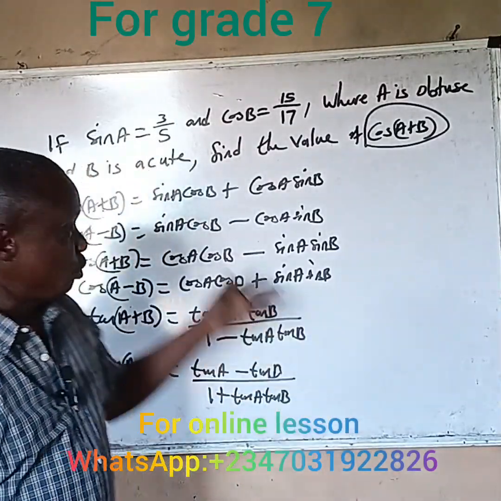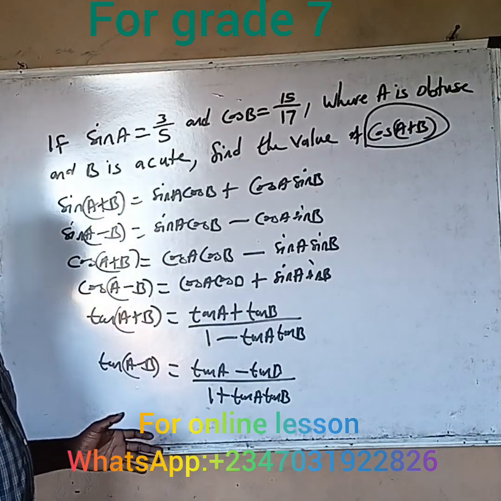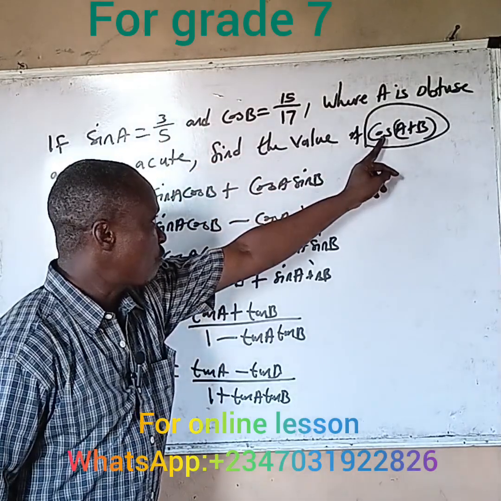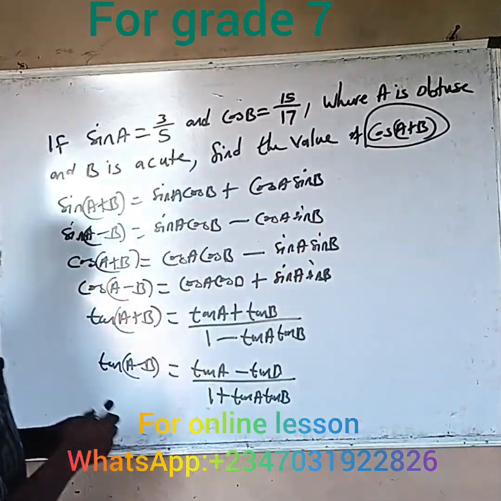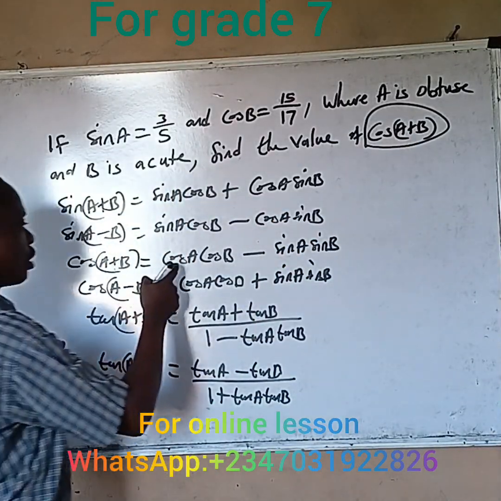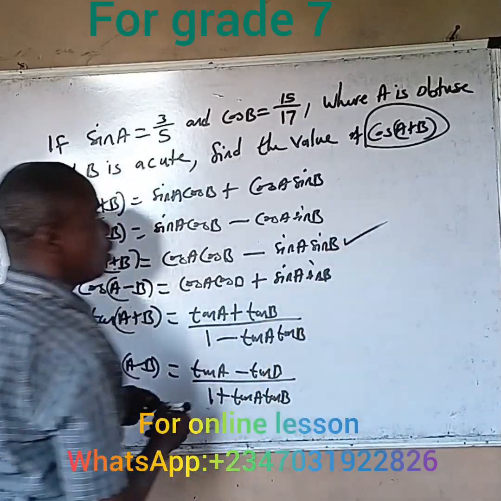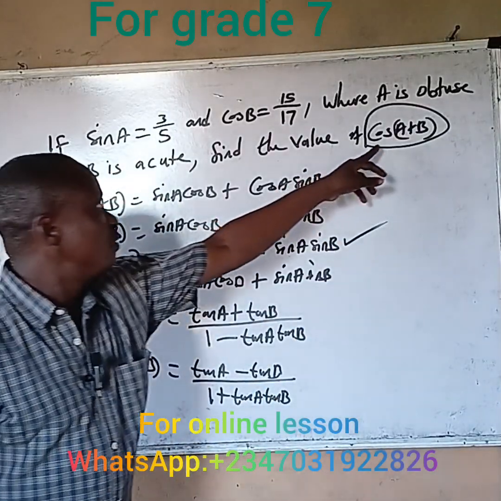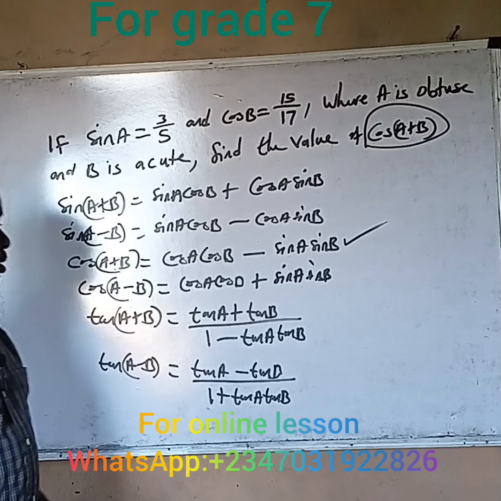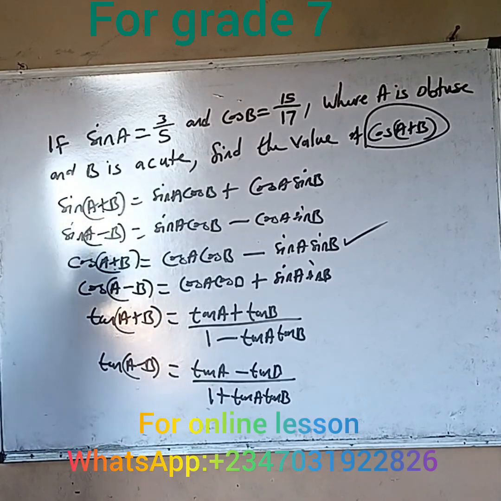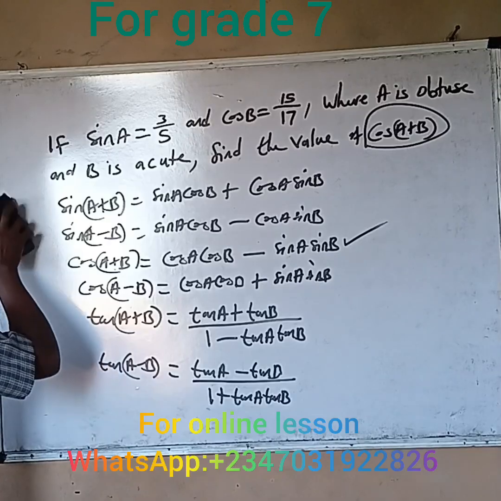You need to know them as you know your name, very importantly, because there are some cases that you need them, like this kind of question now. We have cos(A + B). It means we are using cos A cos B minus sine A sine B. This is what we will now be using in this case to solve this. So having known that, let us now proceed to the question.